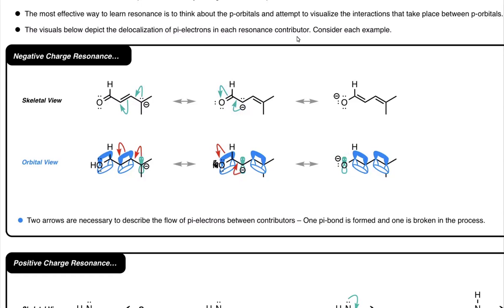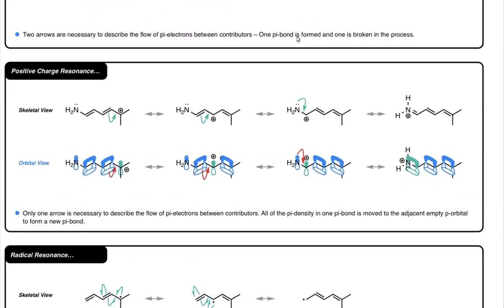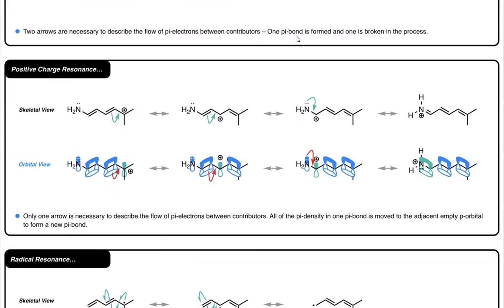So we're moving in a 1-3 relative fashion. Two arrows are required to describe the flow because we need to make a pi bond, and then we have to break the adjacent pi bond. Right? Let's now track the skeletal and orbital view of moving a positive across the carbon skeleton.